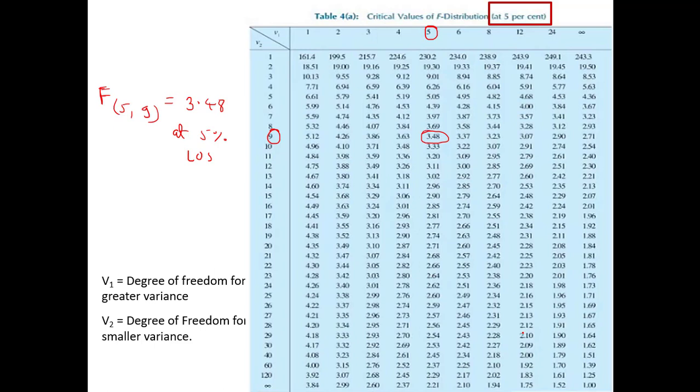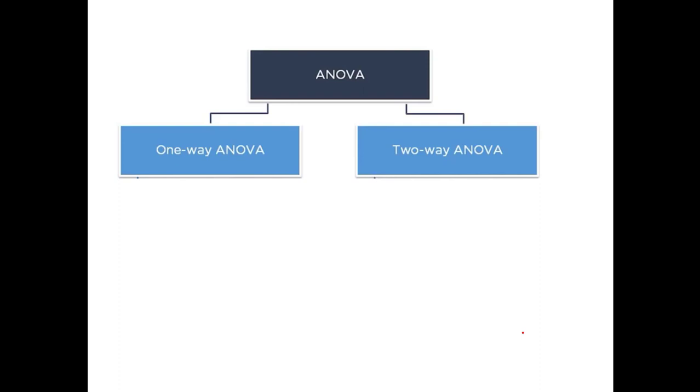Let's move ahead. ANOVA is basically divided into two types: one-way ANOVA and two-way ANOVA. In one-way ANOVA, we have one independent variable, and in two-way ANOVA, we have two independent variables.